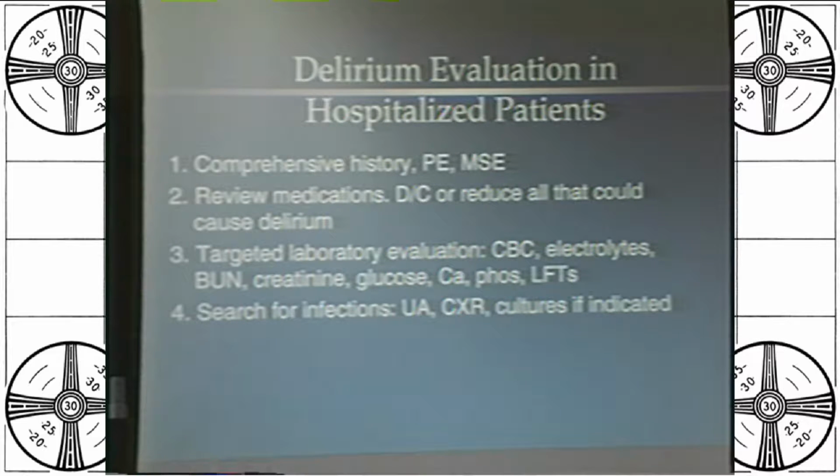Review medications and stop or reduce everything that can be stopped or reduced, especially those that are known to cause delirium. And then a targeted lab evaluation, a blood count, electrolytes, renal and liver function tests, a blood sugar, calcium, and phosphate should be sufficient in most patients. It's reasonable to do a urinalysis and chest x-ray to look for infection, given that UTIs and pneumonias are very common causes, and cultures can be done if appropriate. That really suffices in most patients to help you know what the causes are.